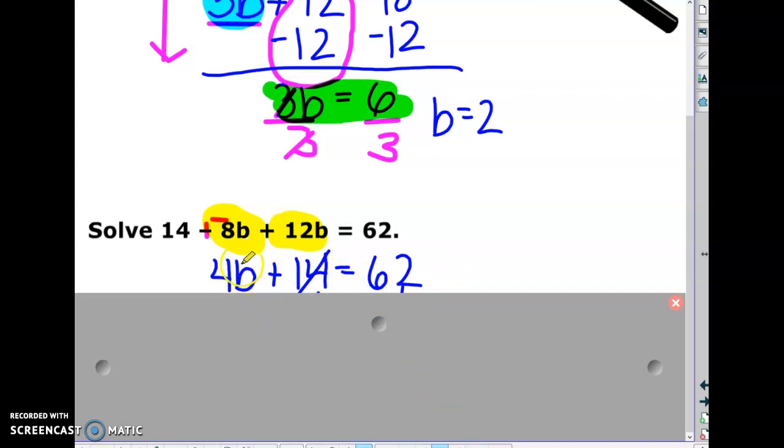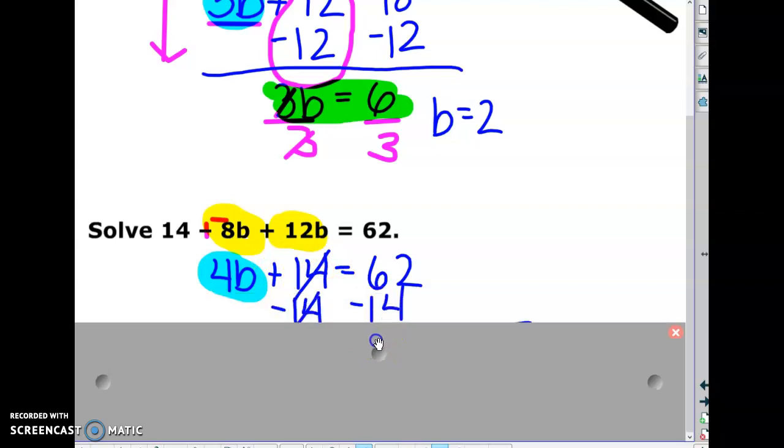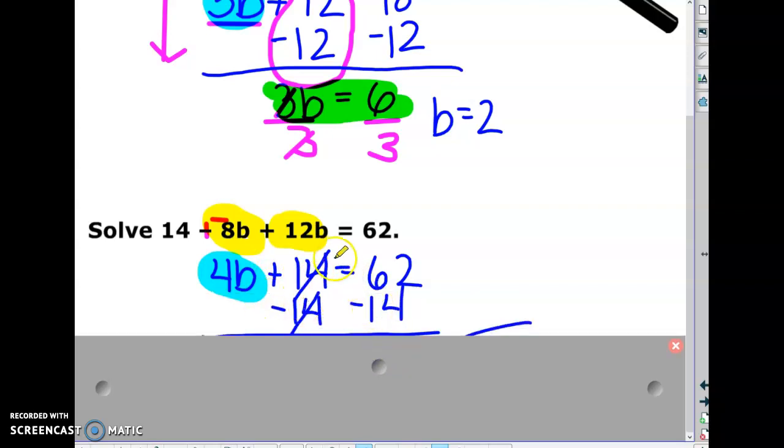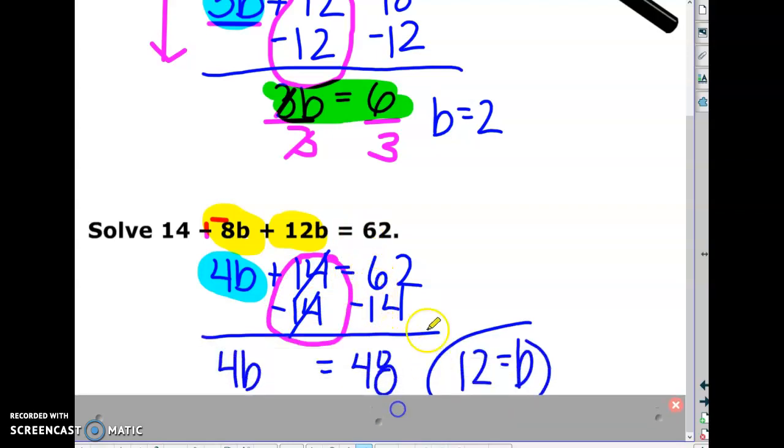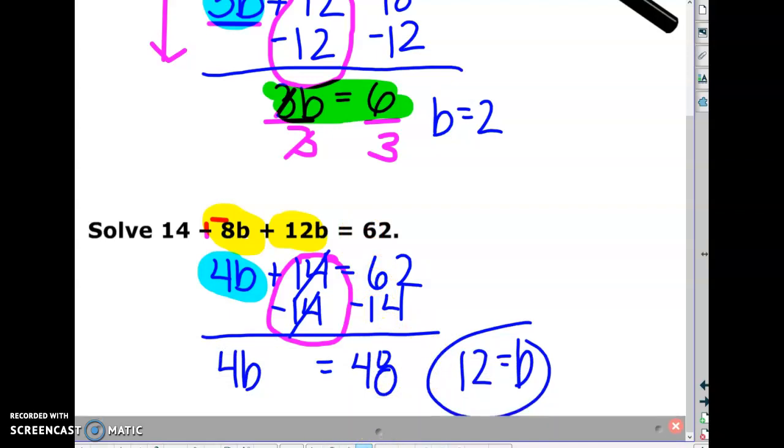Next, I want the variable by itself, so I want the 4b alone. So I'm going to get rid of 14. The way to undo adding 14 is to subtract 14 from both sides, or add a negative 14 onto both sides. Looking at adding down again now, my 4b is going to stay. I've got 14 and negative 14, that cancels out and is a 0. And 62 and a negative 14 is going to give me 48.